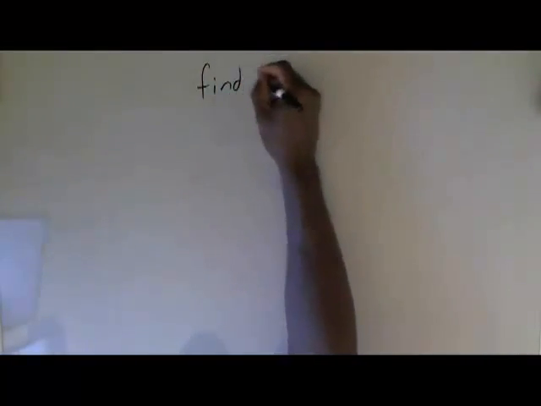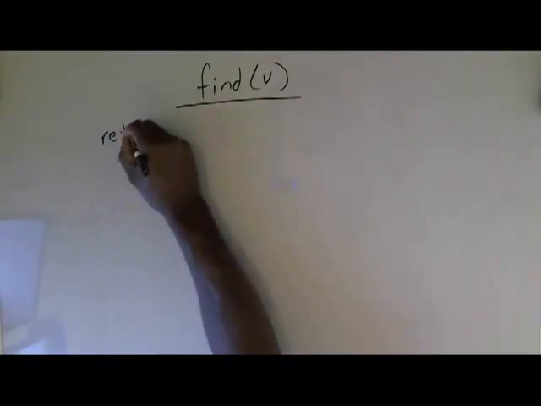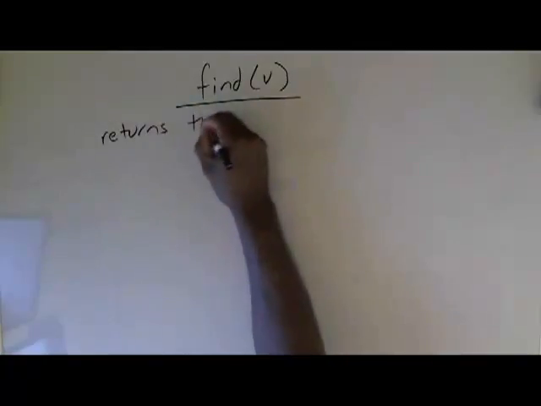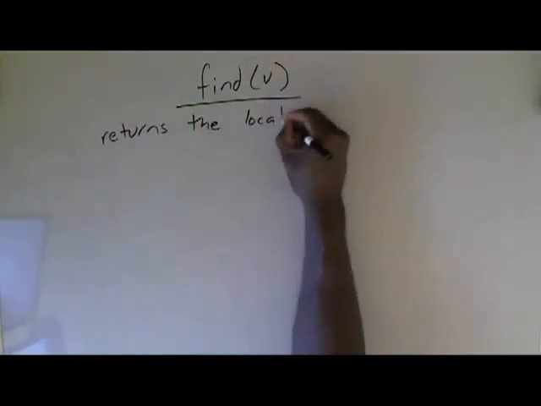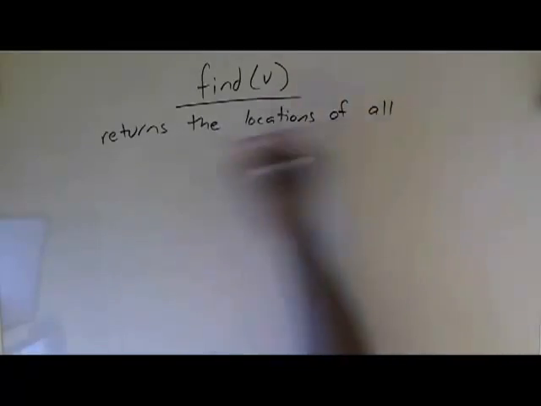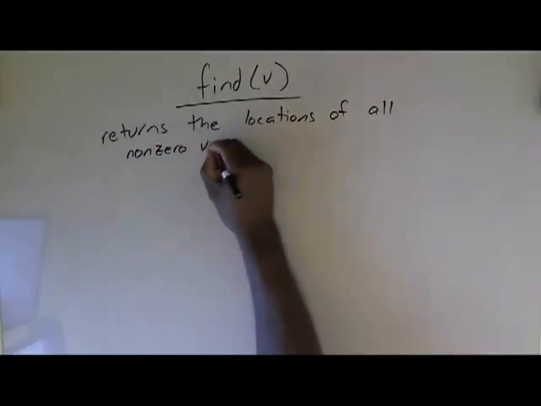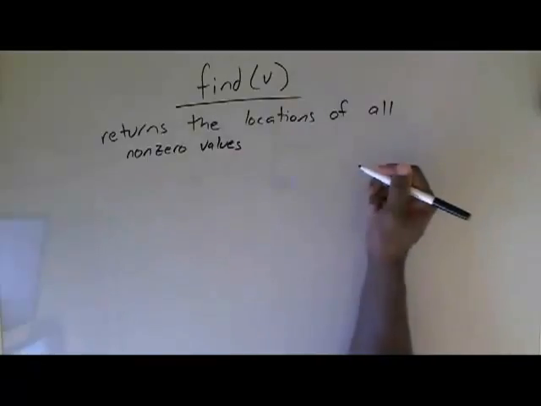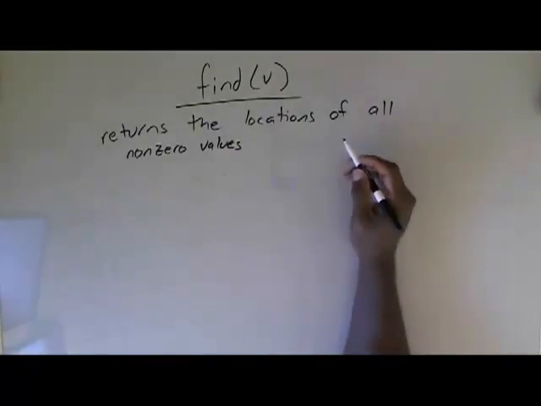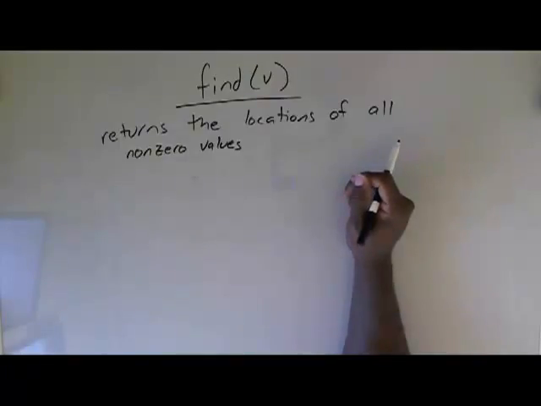The function find takes in a vector and returns the locations of all non-zero values in that vector. So it returns the locations or the indices of all non-zero values in that vector. Well, let's start off with Boolean, and it also works for double values as well.